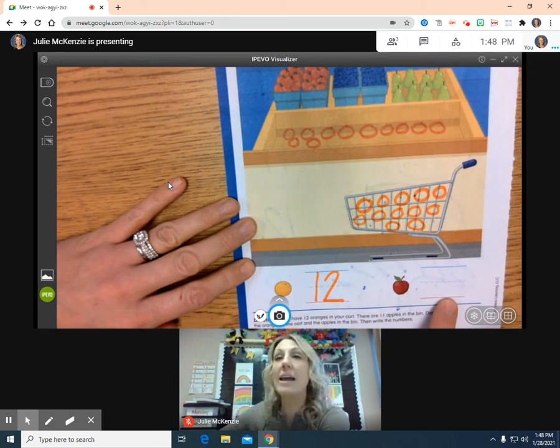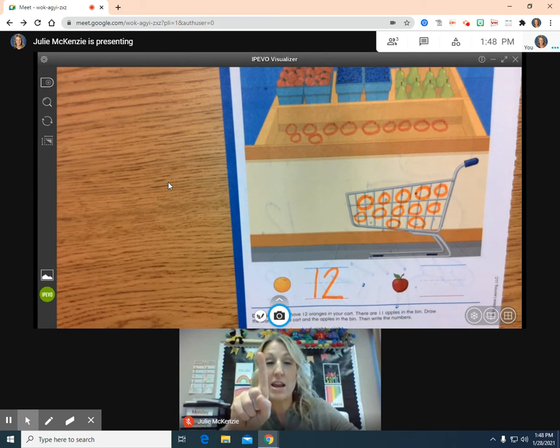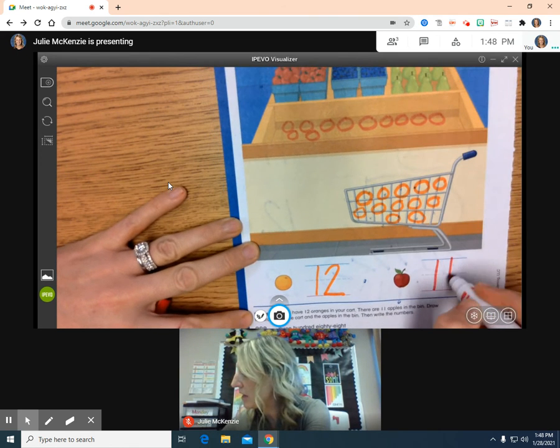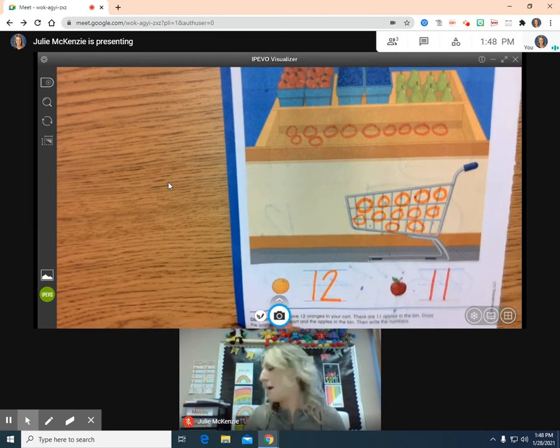Now we have to write the number 11. Do you remember how to write 11? A 1 and a 1. 11 looks like a 1 and a 1. There we go. 11 apples.